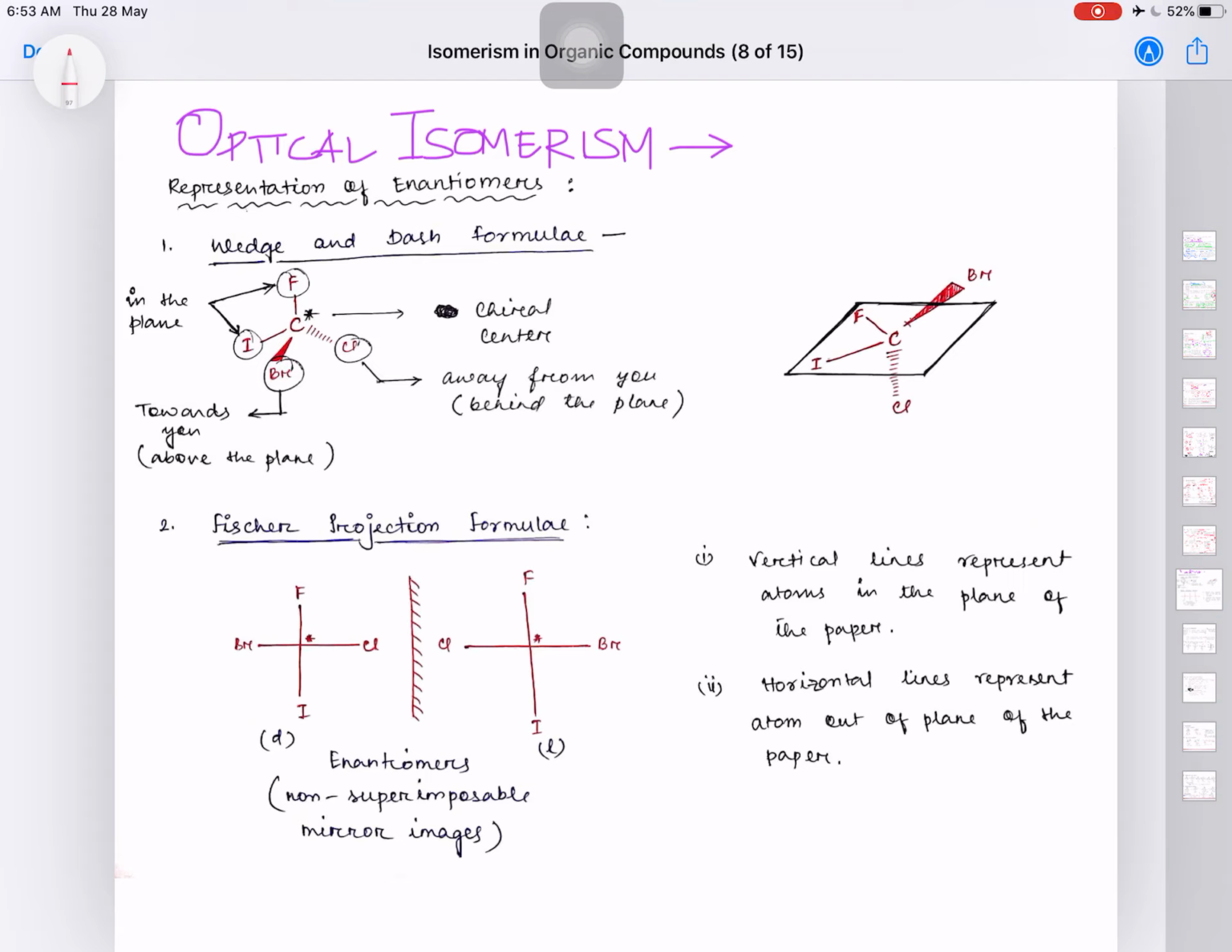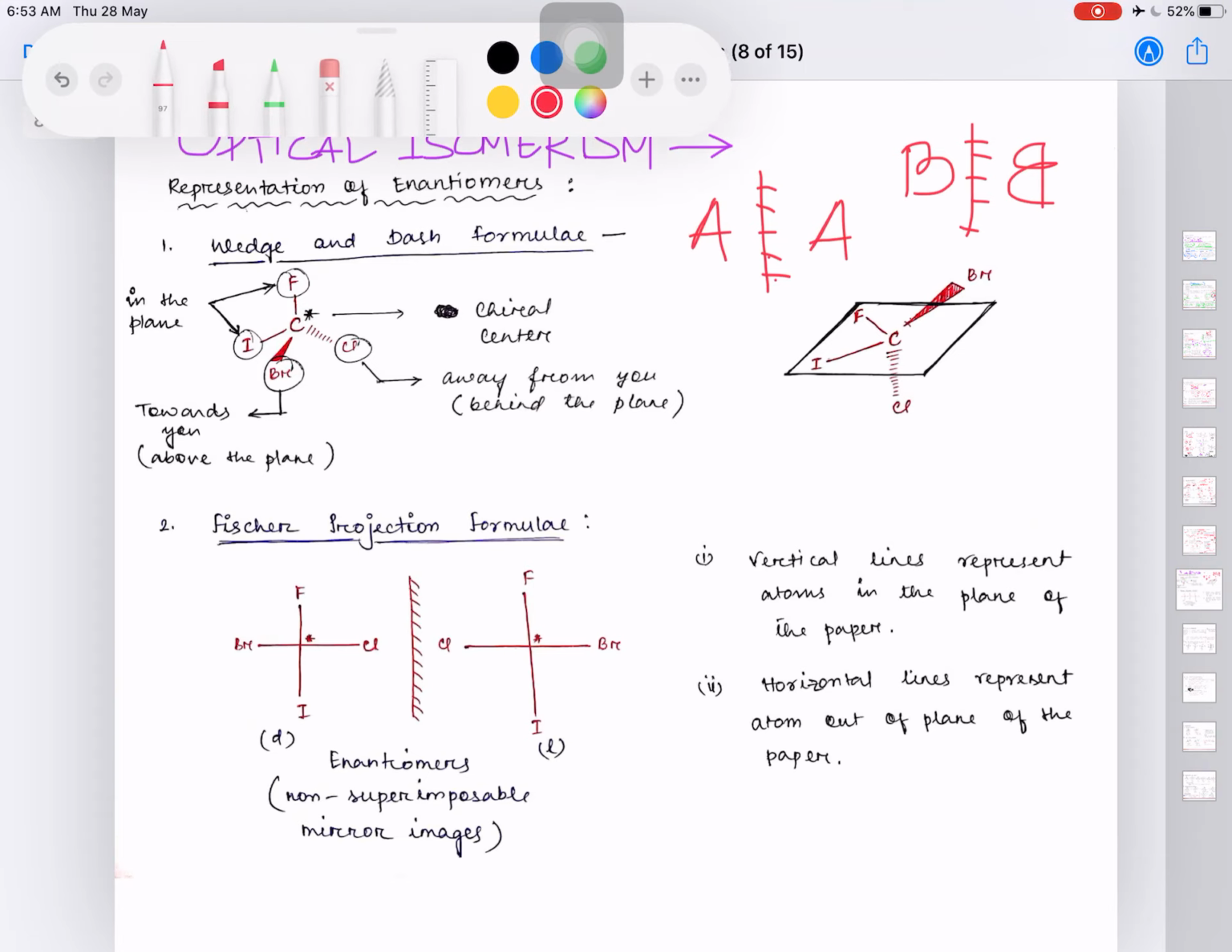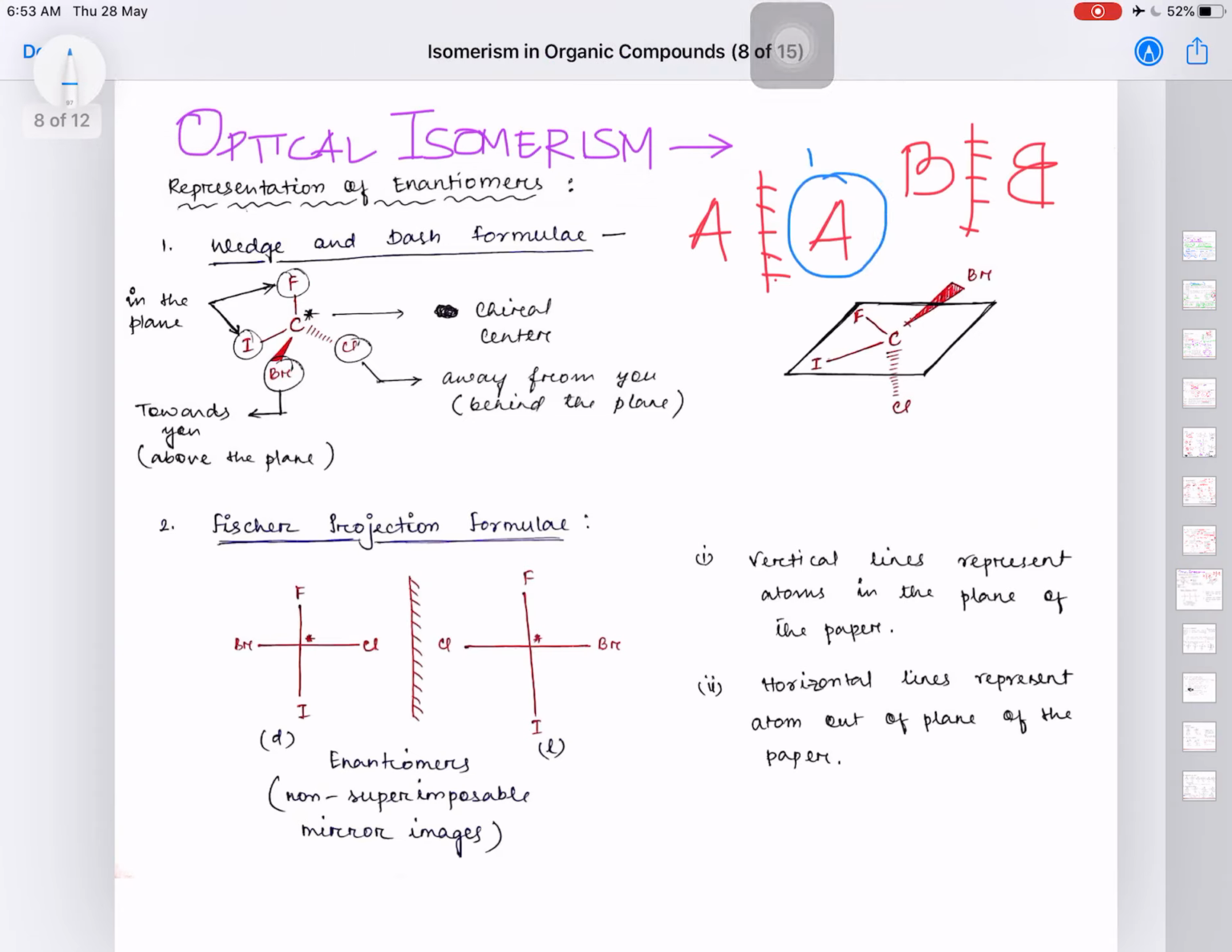Now see, mirror image means what? Say you have this letter A. If you draw a mirror image, the mirror image of A will be this one only. And if you have a letter B, then for B the mirror image will be this one. Now see what enantiomers are. If we place this mirror image of A exactly on top of A, it will just be like this. It will be the same, so it is superimposable. If we place one A on top of another A, it is exactly the same.